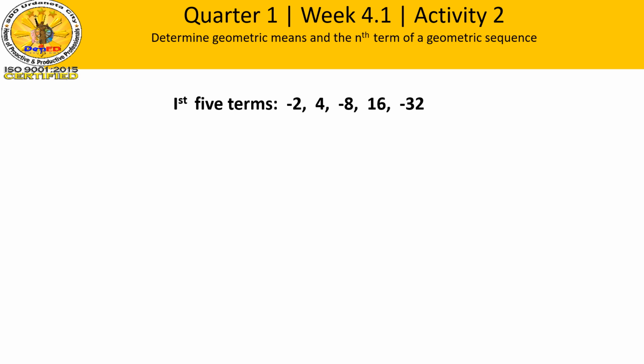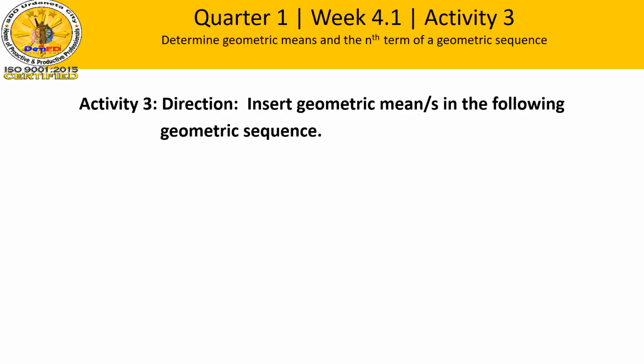Then your first 5 terms of the geometric sequence are negative 2, 4, negative 8, 16, and negative 32. Your explicit formula is a sub n is equal to negative 2 multiplied by negative 2 raised to n minus 1. Okay, let us go on.